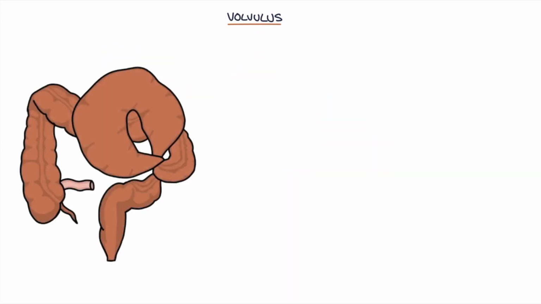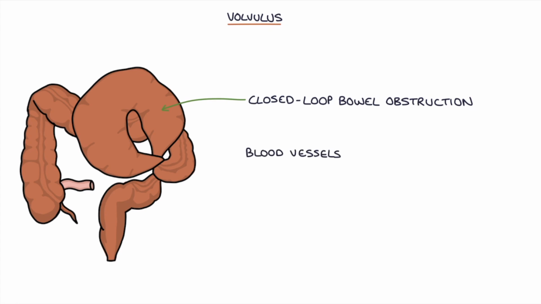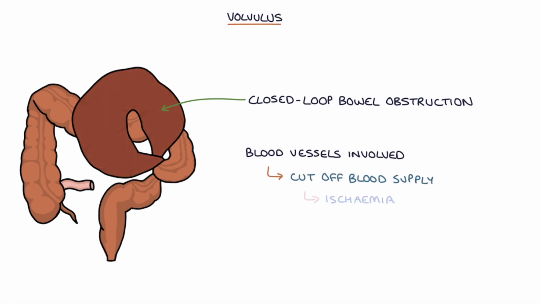Twisting in the bowel leads to a closed-loop bowel obstruction, where a section of the bowel is isolated by the obstruction on either side. The blood vessels that supply the bowel can be involved, cutting off the blood supply to the bowel, which leads to bowel ischemia. Ischemia leads to death of the bowel tissue, which is called necrosis, and eventually bowel perforation.